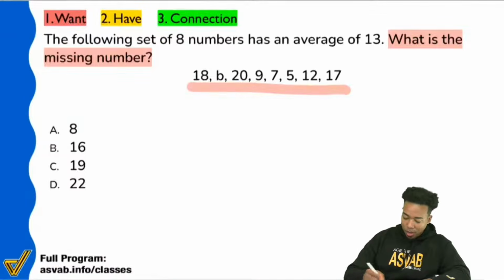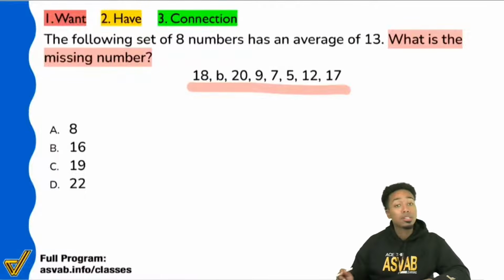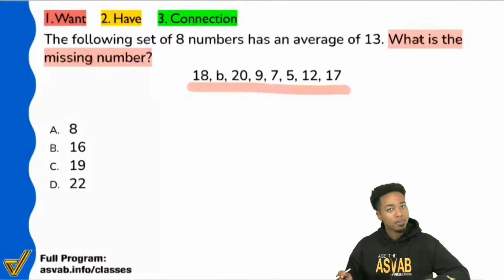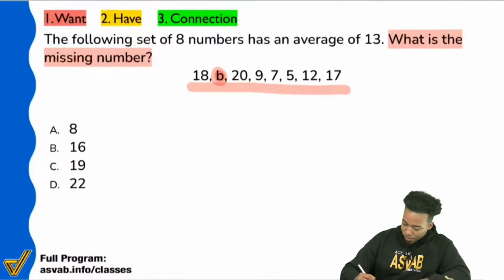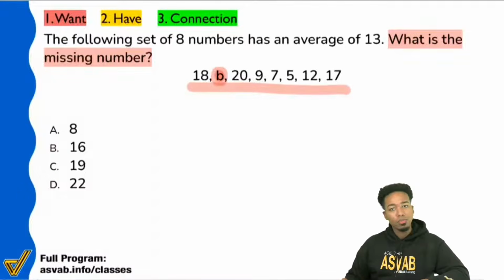It says the following set of 8 numbers has an average of 13. What is the missing number? Okay, so let's go ahead and do that. So the following set of 8 numbers is an average of 13. What's the missing number? We have the missing number right there. That's B. Sweet. So can everybody go ahead and remind me the formula one more time? What's the formula again?